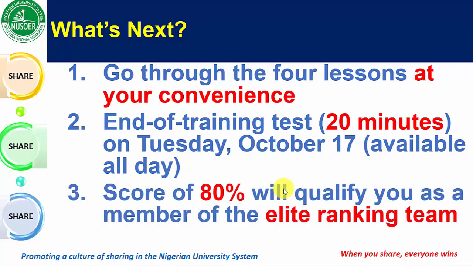Number 3 is that if you score 79% on that test, you will not be eligible to be part of this ranking elite, we call it elite ranking team. And so strive to go through the lessons. That's our number 1. Go through the lessons again and do some practice.